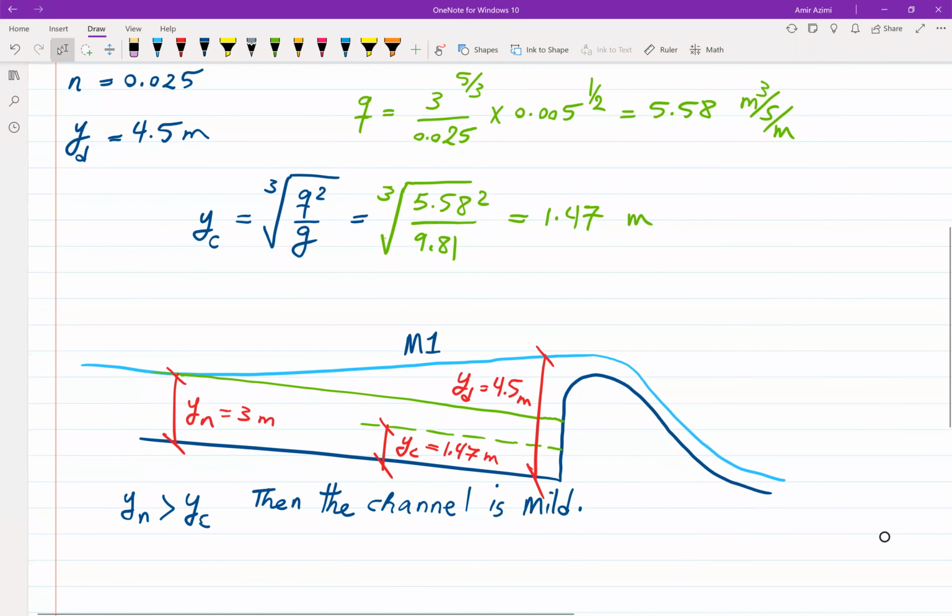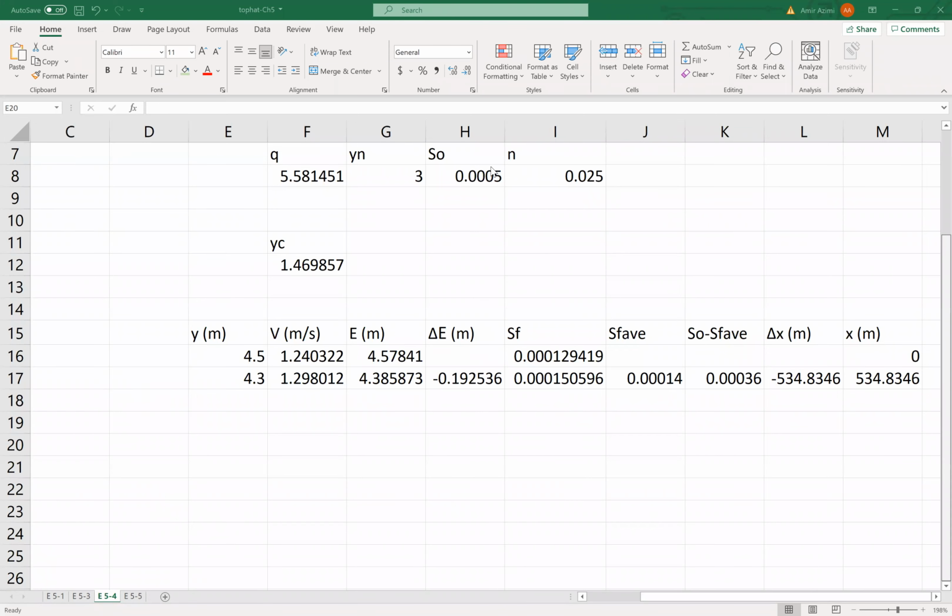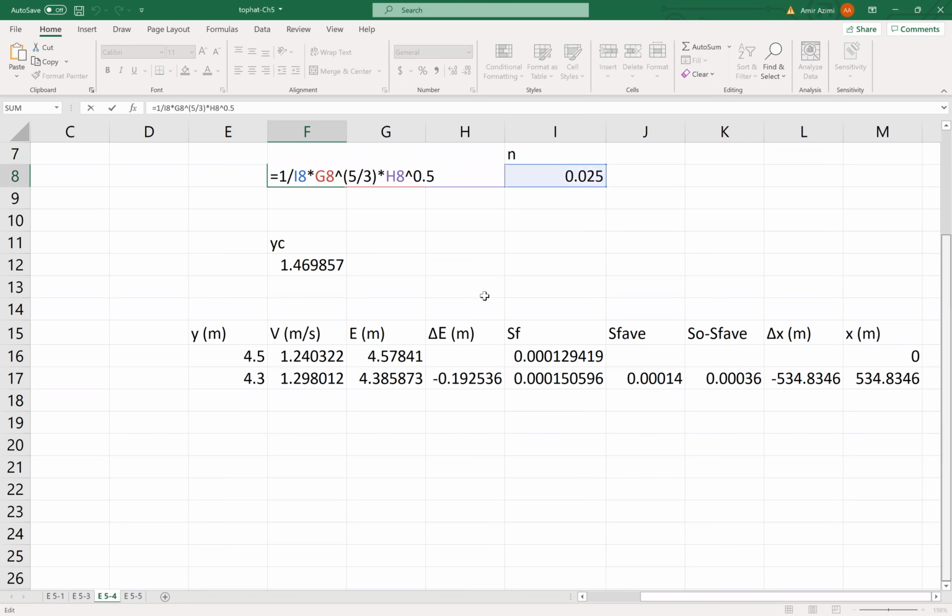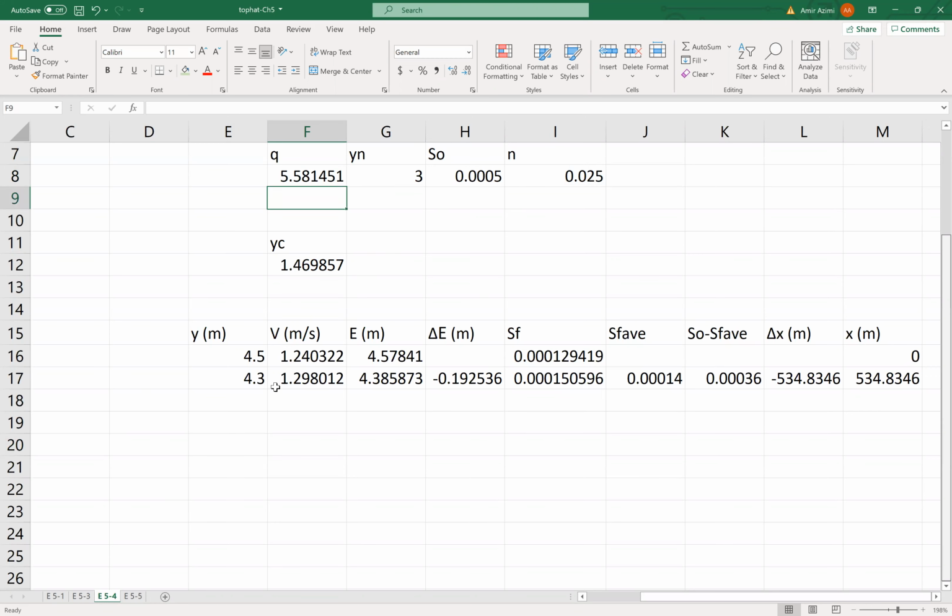Okay, now we go to Excel. So in the Excel file, we have the slope. So this is the discharge. And then we set up the direct step method. So we have 4.5 meters. That's the depth downstream at the location of the spillway.